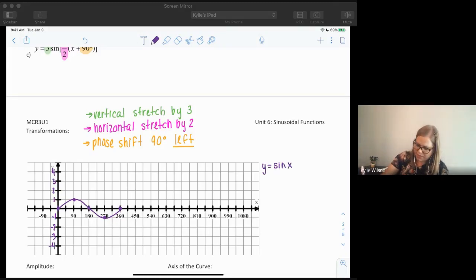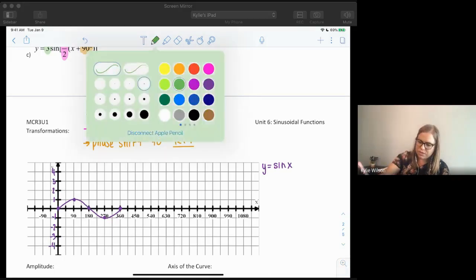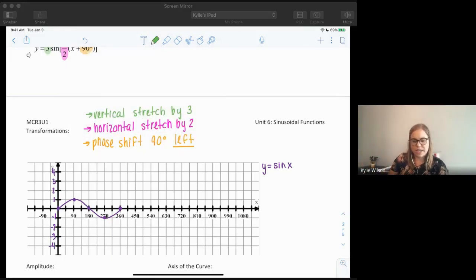Next, let's do our vertical stretch. So for our vertical stretch, we multiply all of our y's by 3. There we go. So now we're going to have this really stretched sine curve like that. That looks really stretched up and then brought down.